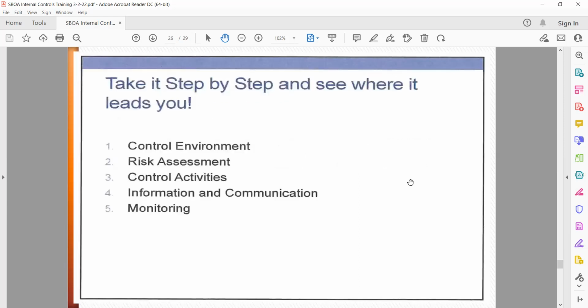Take it step by step and see where it leads you. Make sure your control system includes activities for each of the 5 internal control components: control environment, risk assessment, control activities, information and communication, and monitoring. Once you have developed your control system, take a step back and review the system as an entire process.